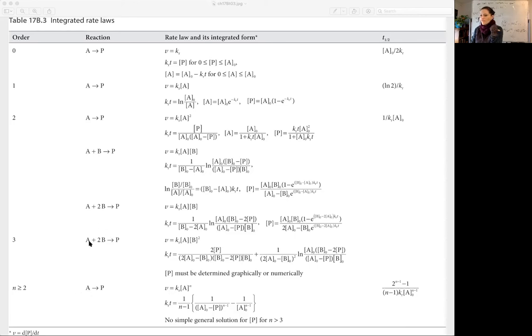For third order, which are very rare, you would have A plus 2B yielding products. And so this is your rate law. Check out this bad boy. So this would then be the integrated rate law. If you wanted to find that function of the concentrations dictating your rate law, what is their time dependence, this is what you would find.